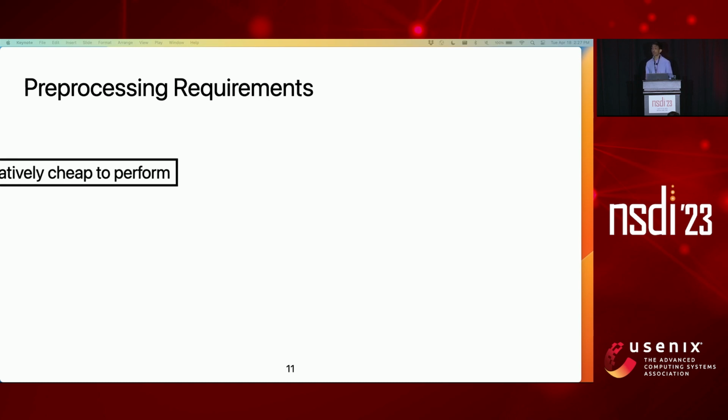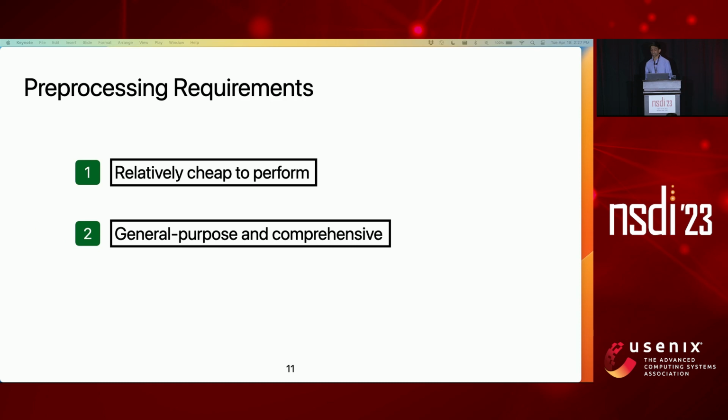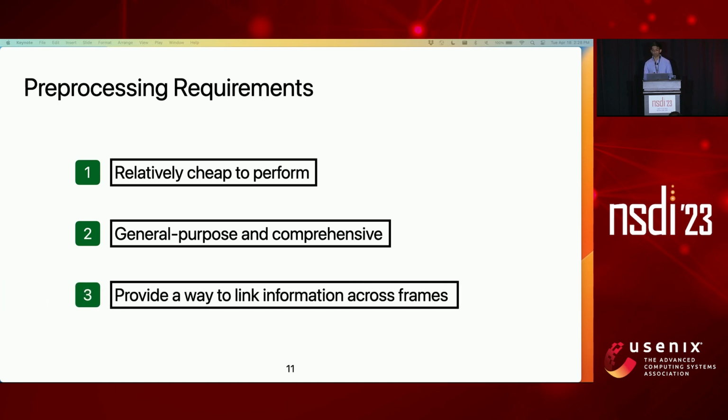First, it has to be relatively cheap, since queries may never come in, and you want to avoid the potential for wasted work. Second, it has to be general purpose and comprehensive. We want to be able to accelerate diverse user-provided models. And third, the output should provide acceleration opportunities. In other words, a way to link information across frames in order to perform less inference at query time.